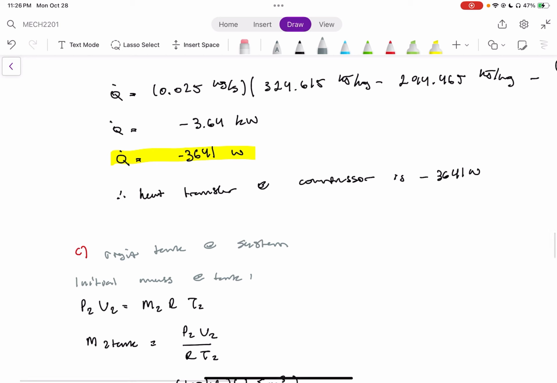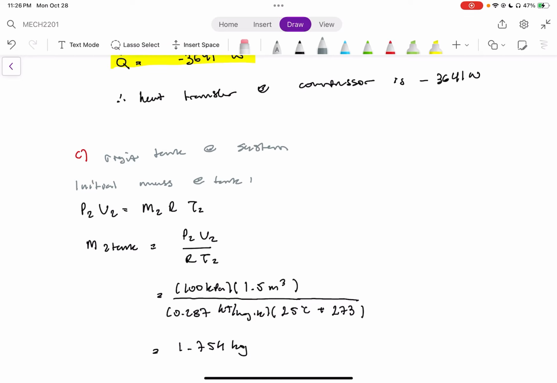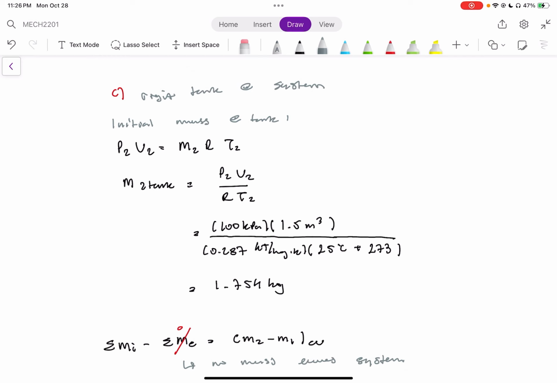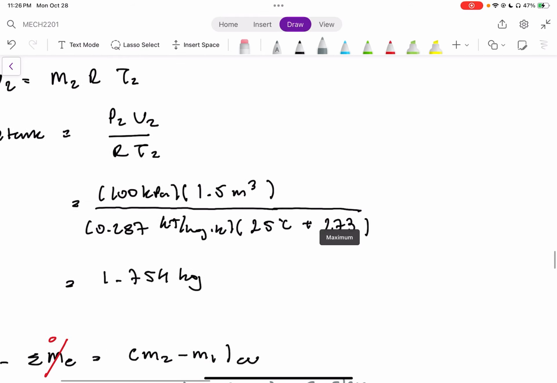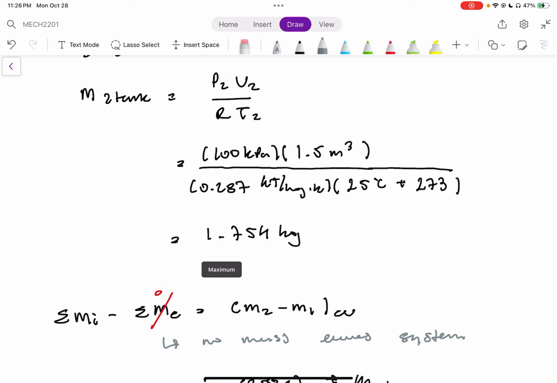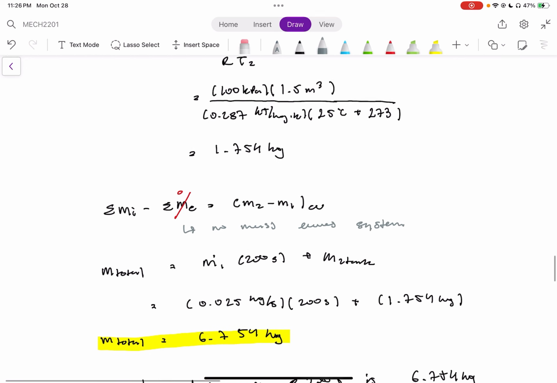For C, we're asked to determine the mass of the air after 200 seconds of operation. Here we take the rigid tank as the system. We use the ideal gas equation and isolate it for the mass of the tank. We plug in all the numbers that were given, and we make sure that the temperature is in Kelvin, not in Celsius. And then we get 1.754 kilograms. That's the mass two of the tank.